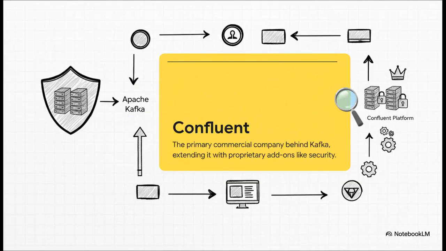So then you've got Confluent. The easiest way to think about them is as the main company that builds on top of that core Apache Kafka. They package it all up into a super slick, enterprise-ready platform. They add all the bells and whistles, security features, nice UIs, and crucially, enterprise support. So it's an extension of Kafka, not a totally different thing.